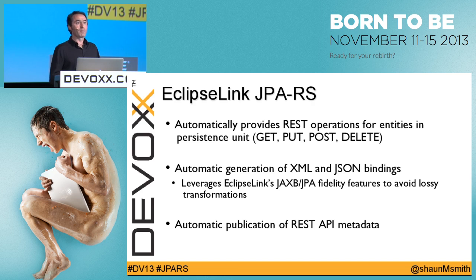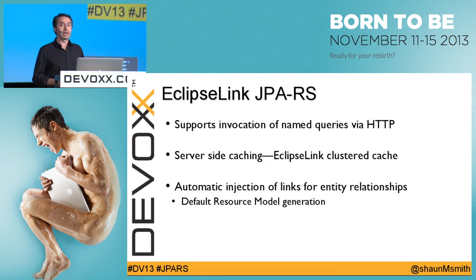And like I said, it automatically comes up with the XML or JSON, and because it's also EclipseLink, it knows, for example, to use XML inverse reference and other things to avoid lossy transformations. So we have no lossy transformations. And then, of course, it'll publish an API for your application automatically.